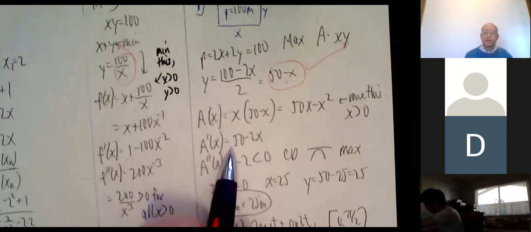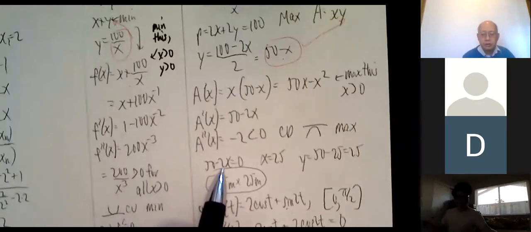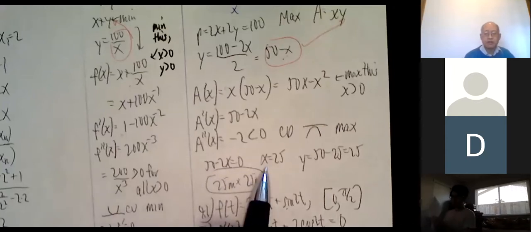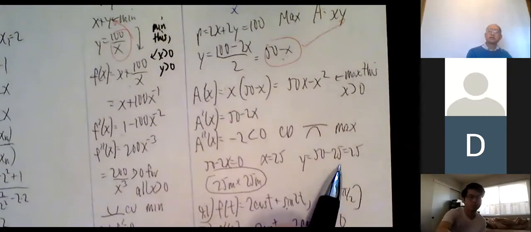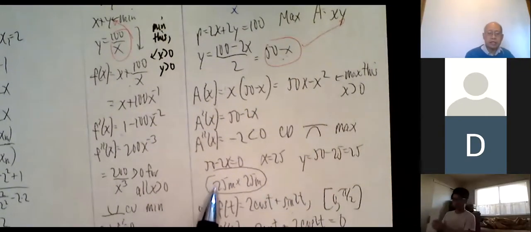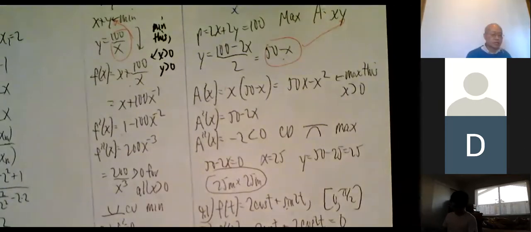All right, so set the first derivative equal to 0. 50 minus 2x equals 0. Simple algebra, x equals 25. Y is 50 minus x, so 50 minus 25 is also 25. So the answer is 25 meters by 25 meters, i.e. the ideal shape is a square, as you might have anticipated. But we've now proven mathematically that that's the case.